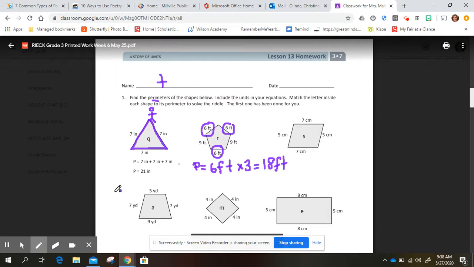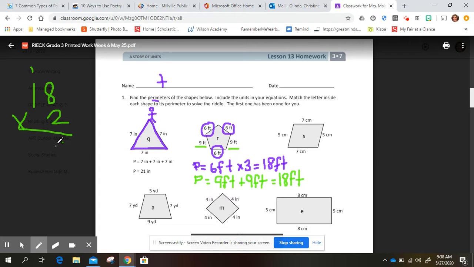And then I have 2 9s, and I'll change colors, a 9 and a 9. So 9 feet plus 9 feet. Or I could do 9 feet times 2, because there's 2 9s. But 9 plus 9, or 9 times 2, is also 18 feet. And so to find the total perimeter, all I need to do is add 18 plus 18. Or I could do 18 times 2, because there's 2 18s.